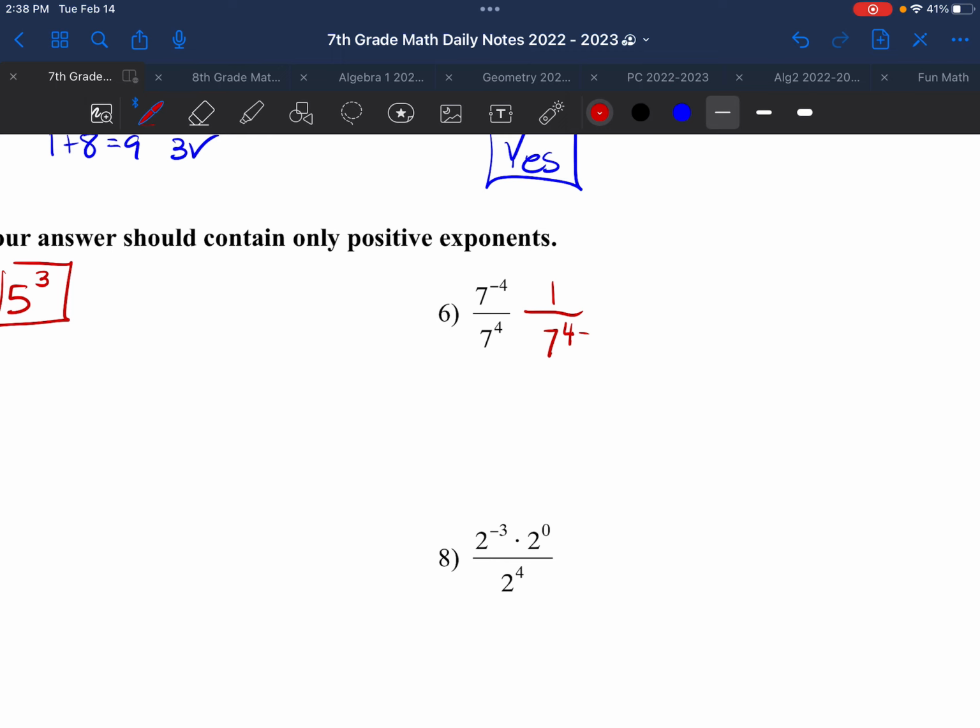4 minus the top, and the top is negative 4. So there is a double negative. When negatives kiss, they become positive, and this is now 1 over 7 to the power of 8 for my final answer, which I will then box.